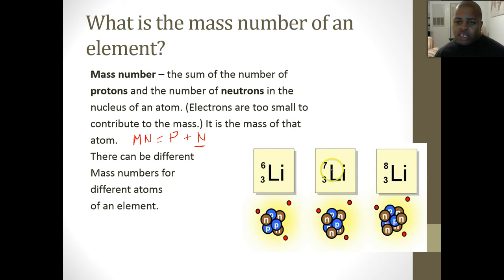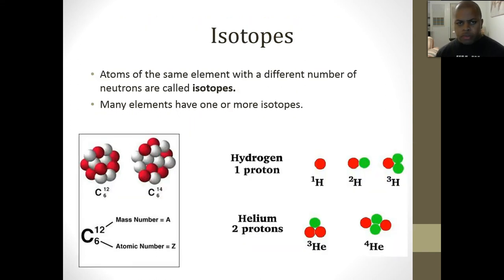Now, with each of these examples given here to the side, you notice I have lithium, lithium, lithium. The atomic number here, which we'll talk about in a second, is all going to be the same. But we have a different mass number. Why do we have a different mass number for each of these 3 isotopes, or atoms of lithium? It's because they are what we call isotopes of each other. Now, an isotope is an atom of the same element with a different number of neutrons. This is going to make it have a different mass.